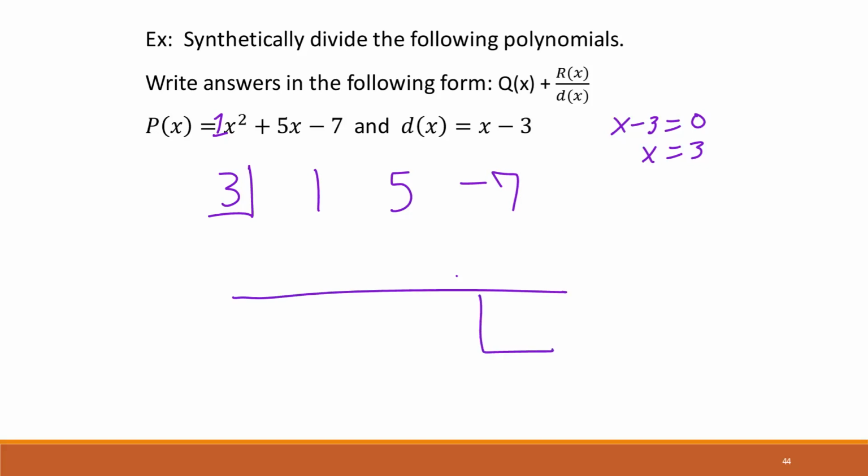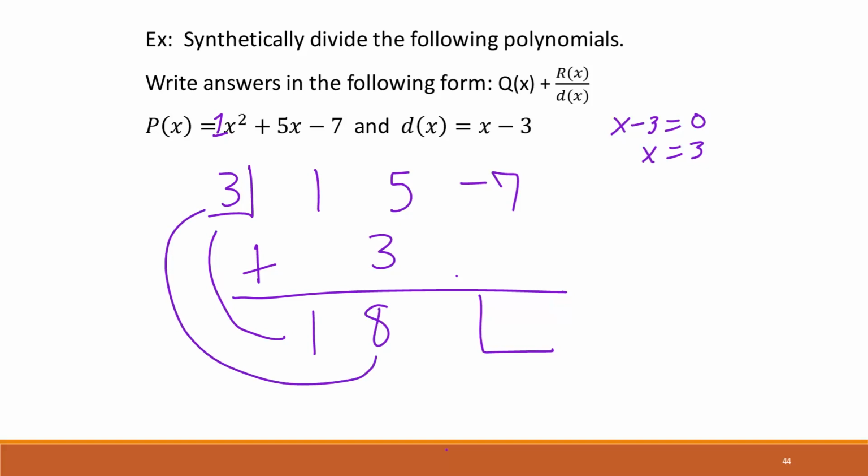We know our remainder will be in this last spot here, and we know we're adding this whole time. So there's nothing here to add to. We drop that down because it's our first one. So 1 times 3 gives me 3. Then I'm adding 5 and 3 to give me 8. Then 8 times 3 gives me 24. Then add 24 and -7 to give me 17.